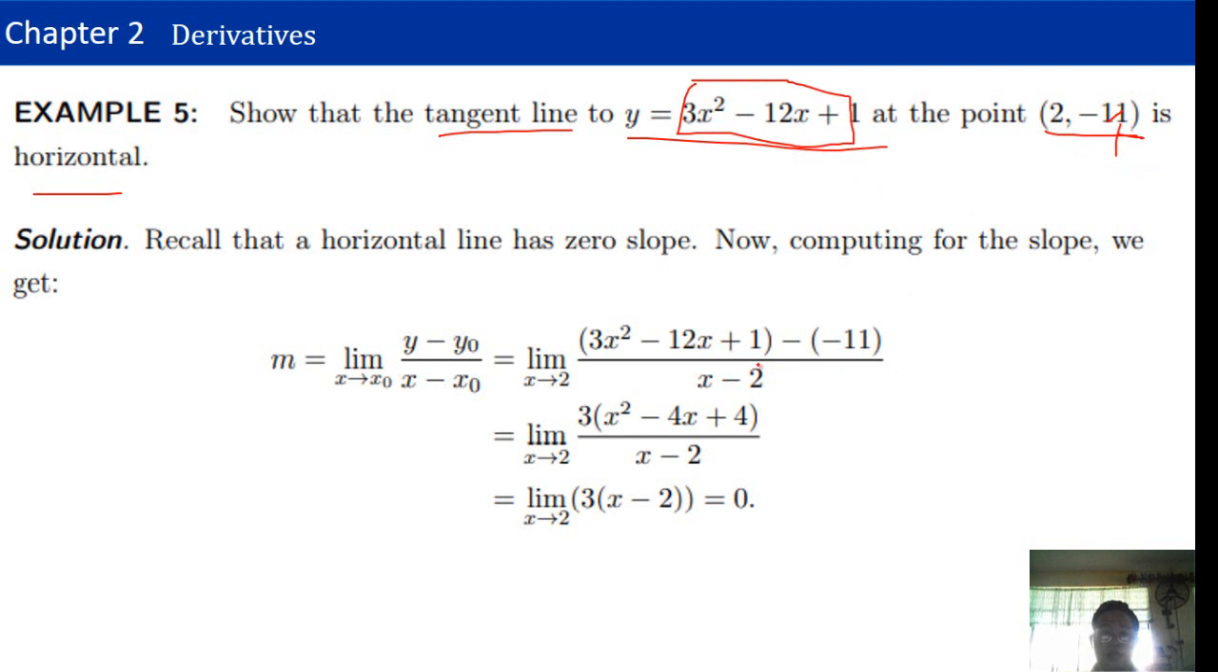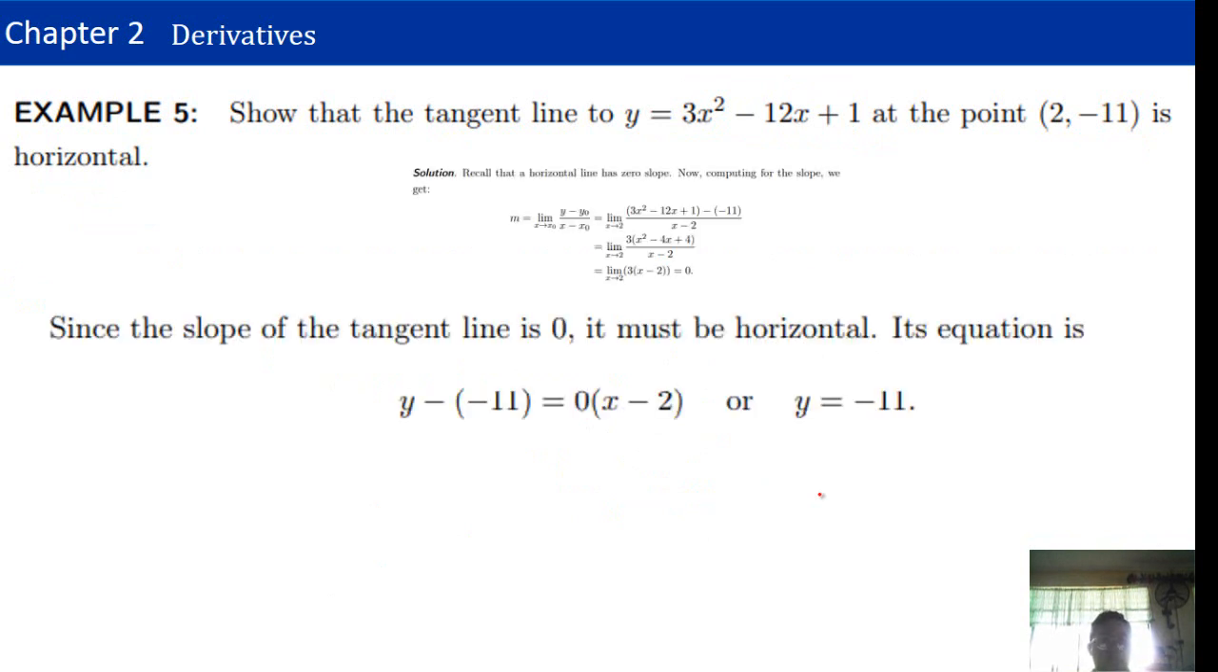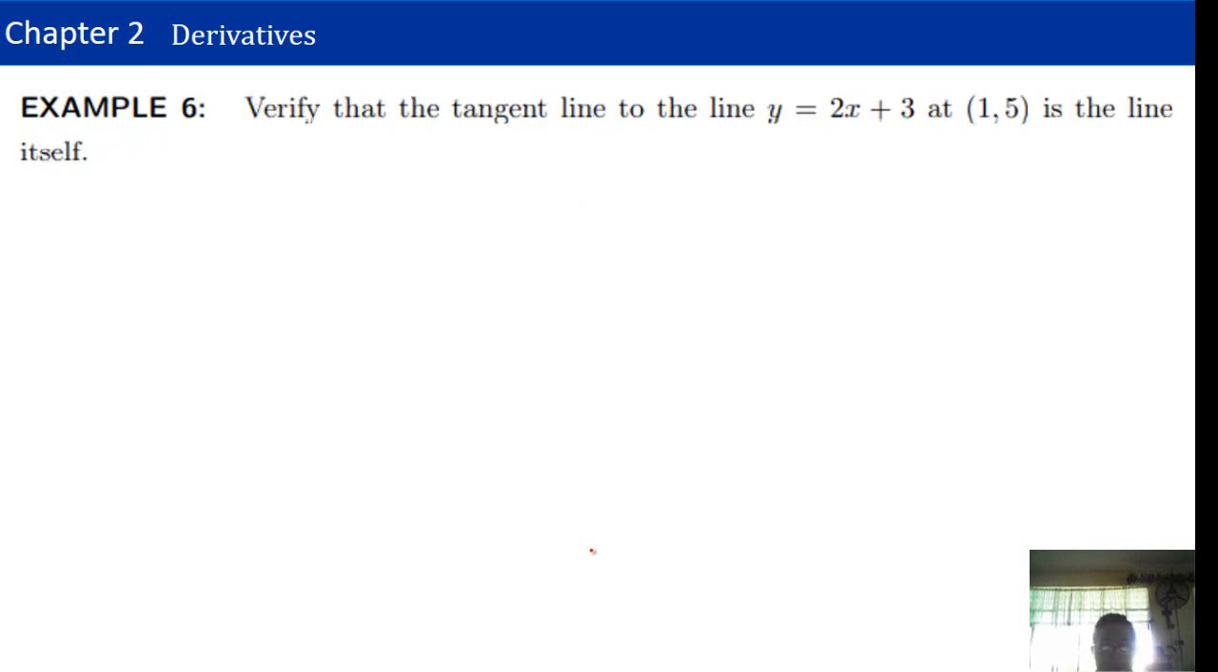So, kung ano ang nalagay dito sa dyan, yun po ang ilalagay pati rin dito sa tatlo. So, we can actually factor and we can cancel the x minus 2. So, ang maiwan ay 3 times x minus 2. So, as x goes to 2, you've got 0. Okay? So, it means the slope is 0. And then, we have the y sub o, which is negative 11. Ang ating x sub 1 ay 2, so you've got y equals negative 11. And for that, the slope is 0.